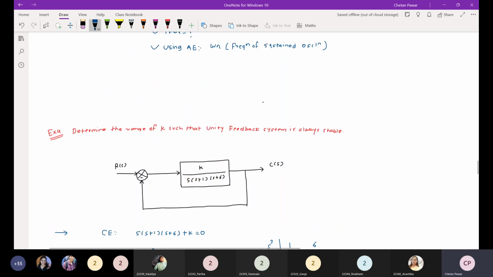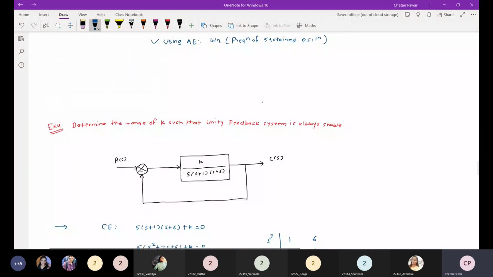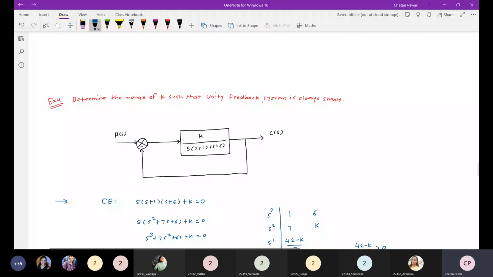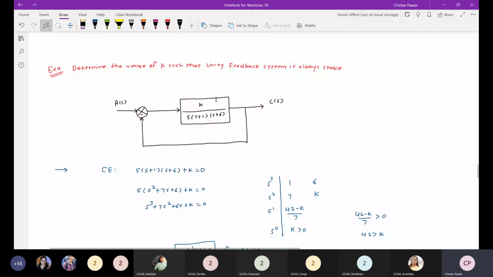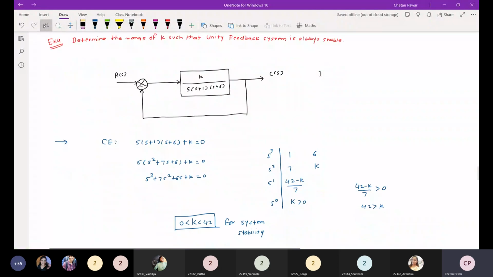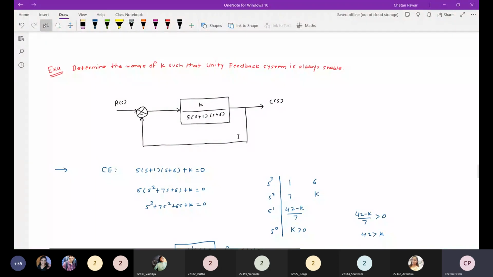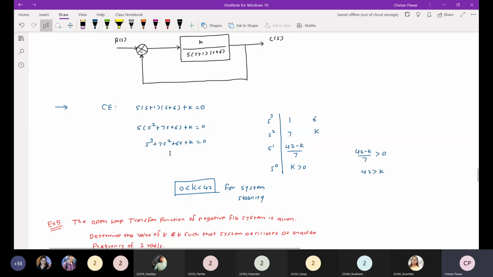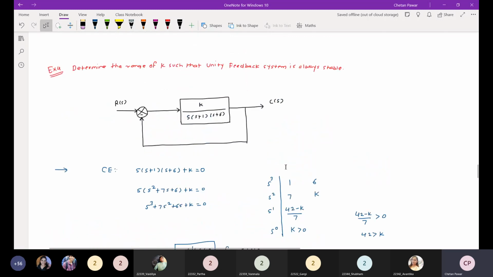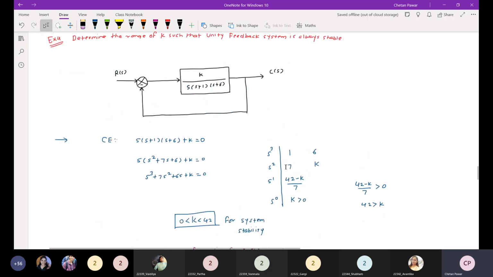So same thing here, example number 4. Here also the value of k needs to be found such that the unity feedback system is always stable. Here this is a unity negative feedback system. We just form the characteristic equation, and we got this particular characteristic equation. Then we formed the Routh table and found the range of k so that the system will become stable.